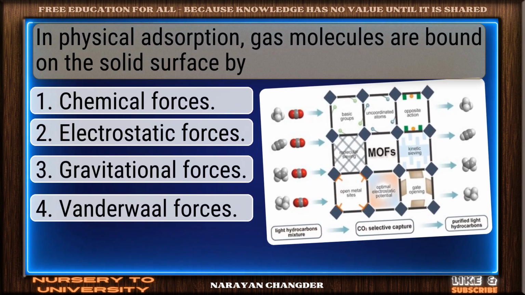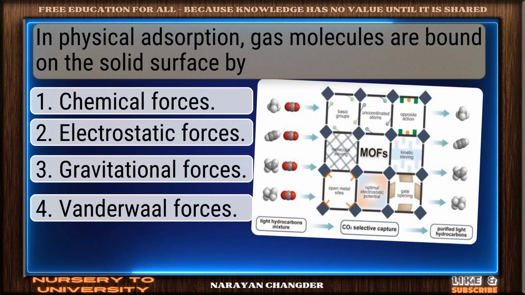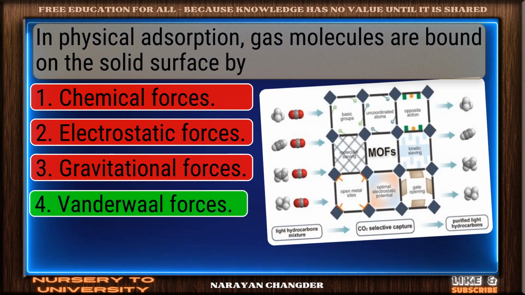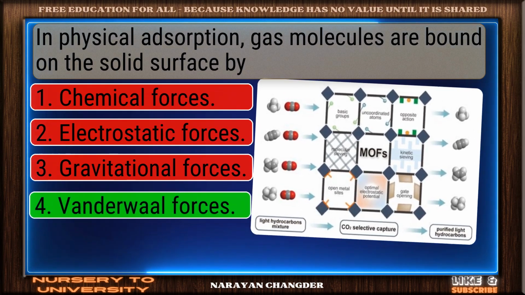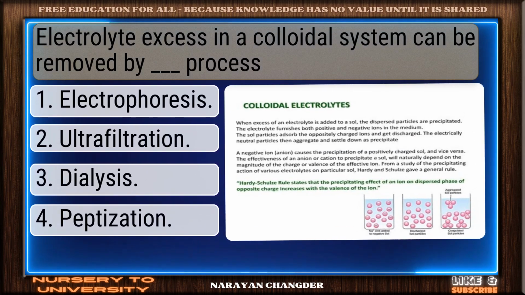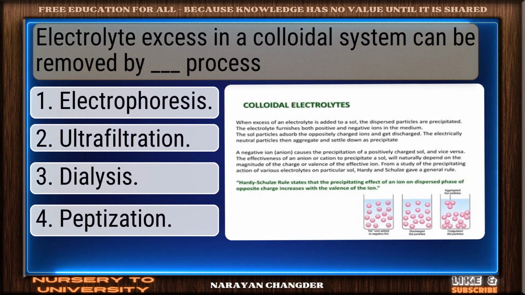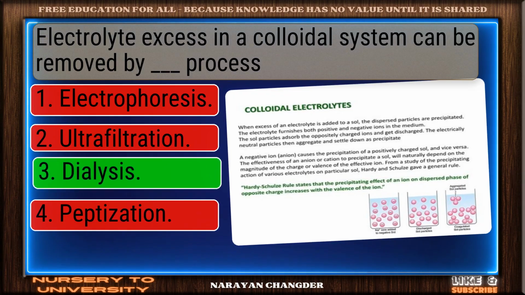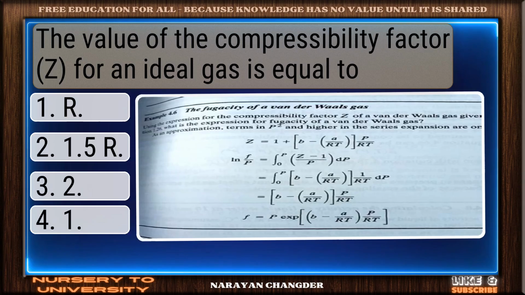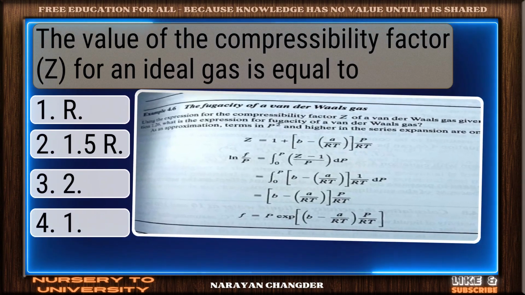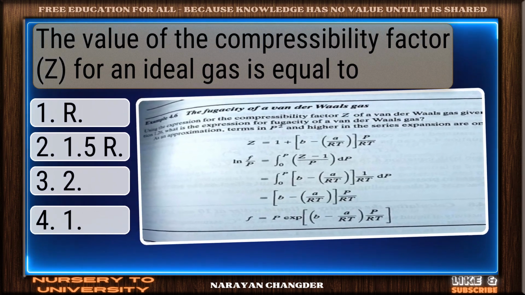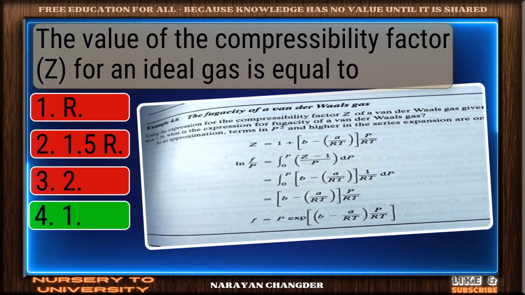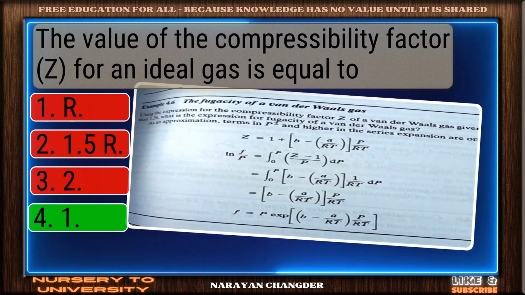In physical adsorption, gas molecules are bound on the solid surface by... Correct. Van der Waals forces is the right answer. Electrolyte excess in a colloidal system can be removed by dash process. You're right. Dialysis is the correct answer. The value of the compressibility factor for an ideal gas is equal to... Excellent. 1 is a brilliant choice.